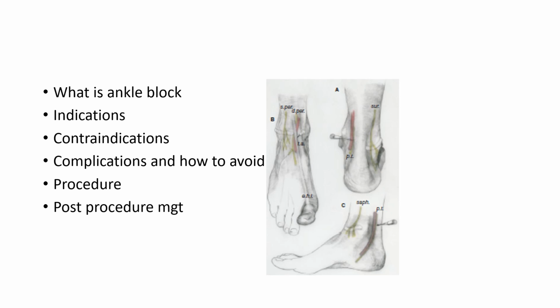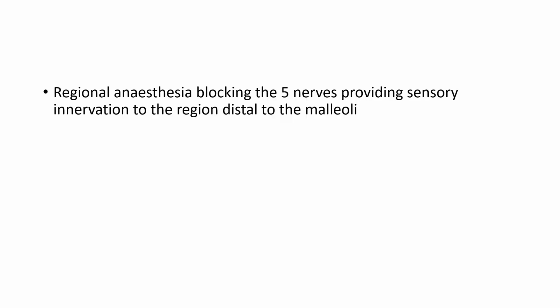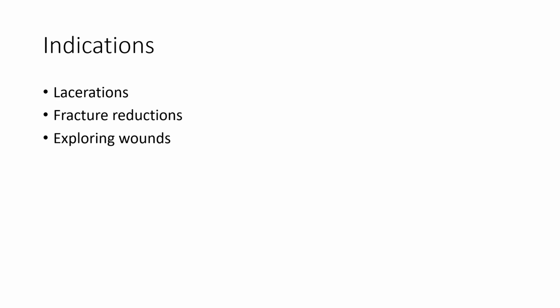management. So ankle block is a type of regional anesthesia blocking the five nerves that provide sensory innervation to the region of the foot distal to the malleoli. The indications of ankle block are lacerations, fracture reductions, and exploring wounds in and around the ankle and the foot.